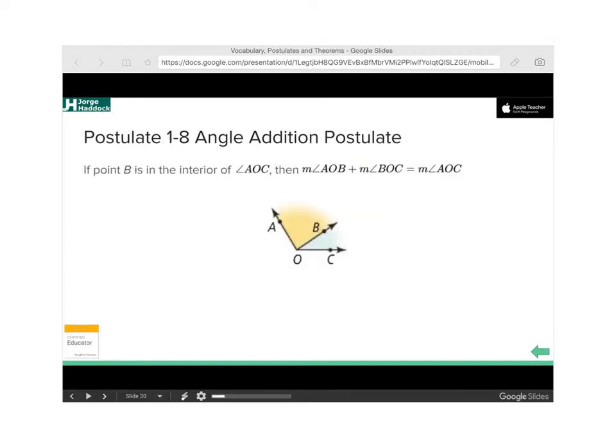The angle addition postulate states that if point B is inside of that angle, and I draw that ray, I'm going to create angle AOB, this angle right here. This measure plus angle BOC is going to equal angle AOC.